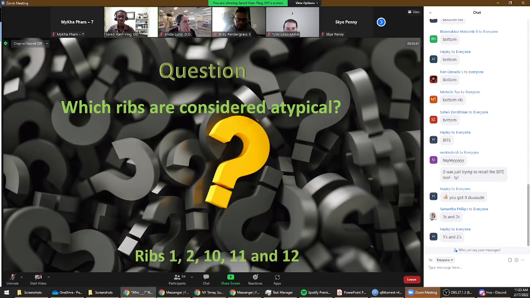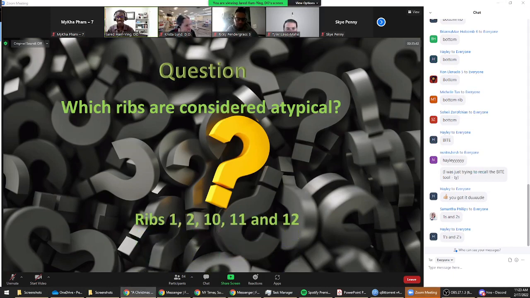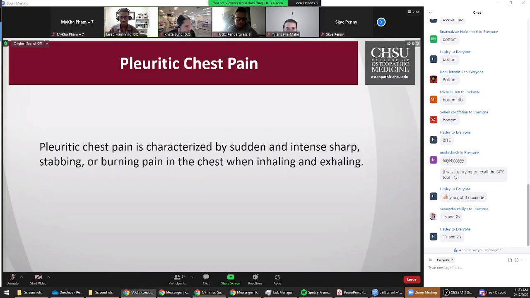Ones and twos. Perfect. All right. So talking about pleurisy here for pleuritic chest pain. That pleuritic chest pain is basically going to be that sudden, usually intense and sharp stabbing, burning pain in the chest. More common with inhalation, but can also be present with exhalation as well. This is very commonly seen with patients that have what diagnosis would you most commonly see a patient with pleurisy?